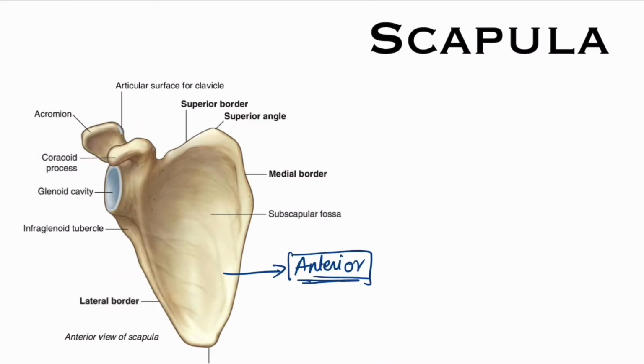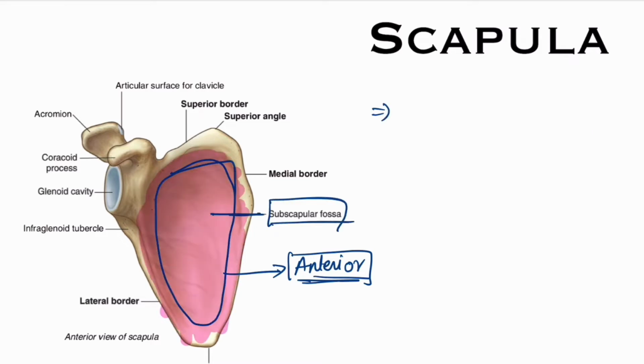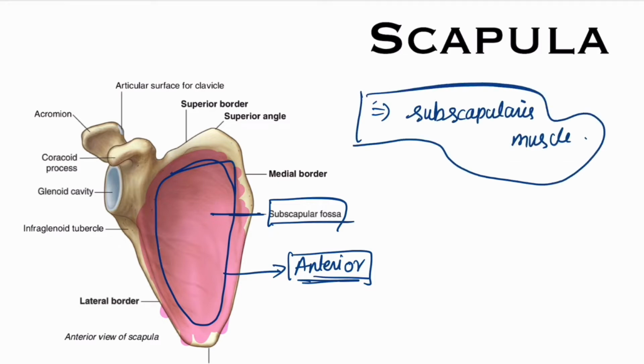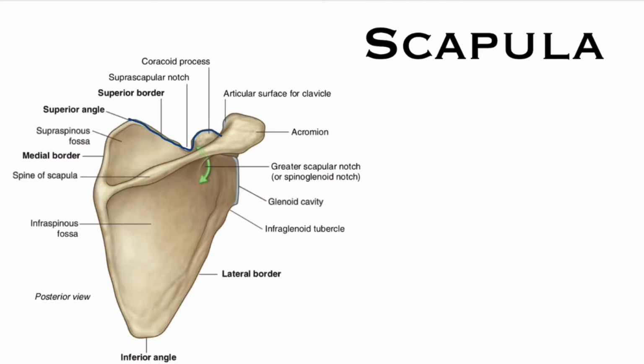In the anterior surface, we have the subscapular fossa. This is the subscapular fossa here. And this subscapular fossa accommodates the subscapularis muscle. And we have the subscapularis muscle here. In the superior border of the scapula, we have the suprascapular notch. This is the suprascapular notch here.